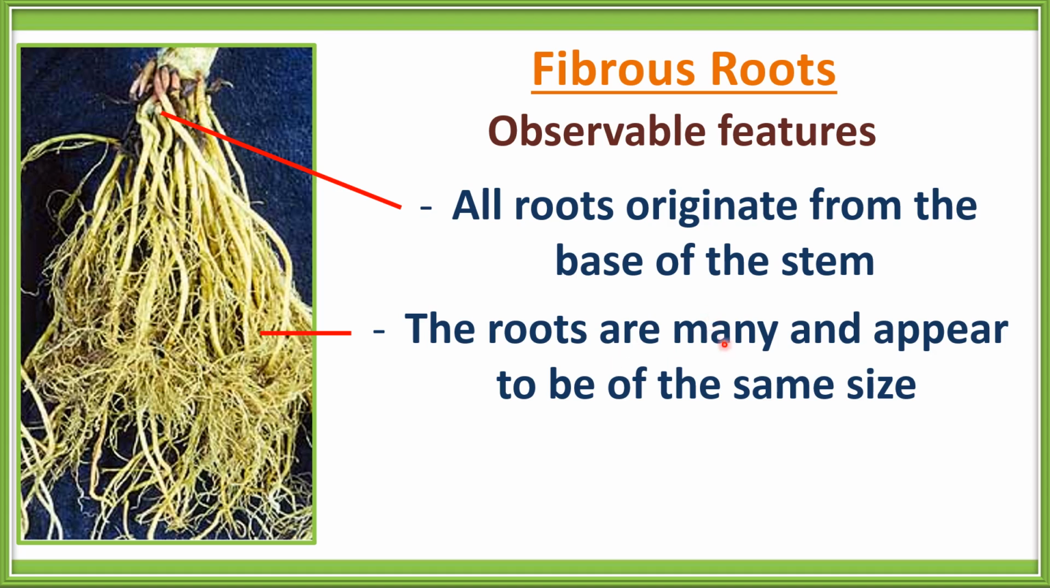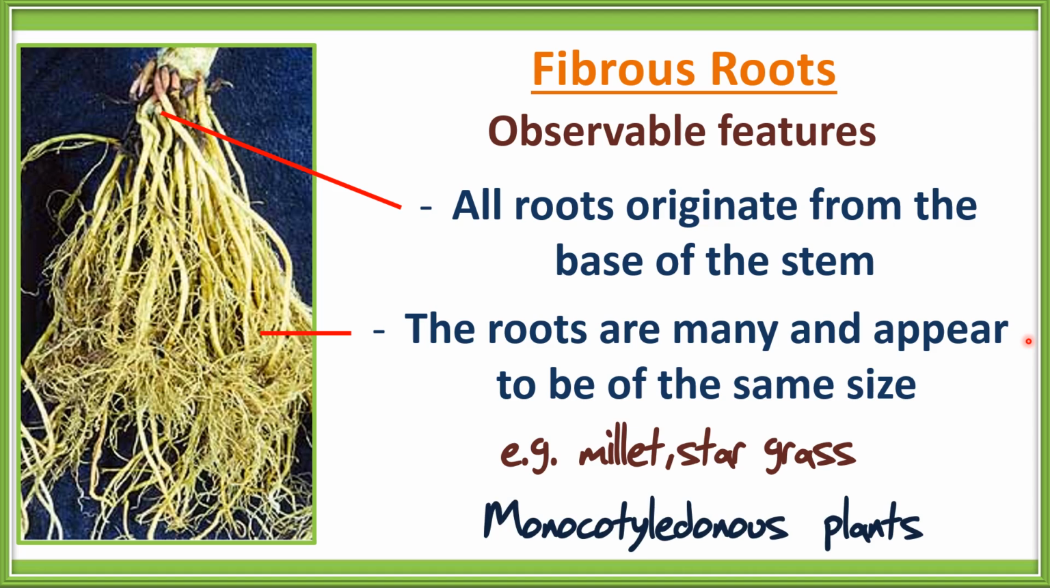The roots are many and appear to be of the same size. When you look at the fibrous roots, they are very many and they appear to be of the same size. This is an example of the root system we find in millet, stargrass, and many other plants. These are monocotyledonous plants.